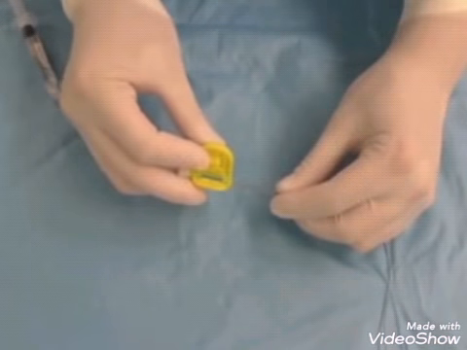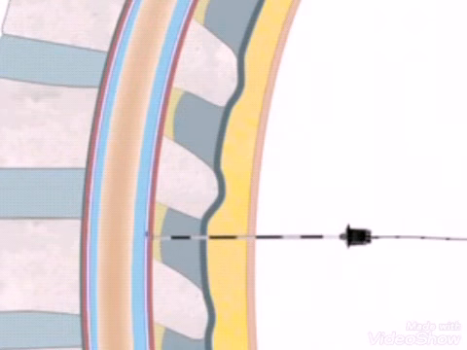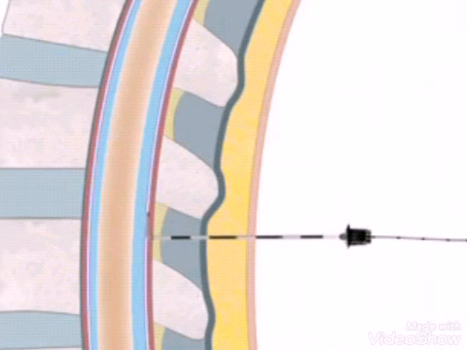For example, if the loss of resistance occurs at 5 centimeters, the catheter should be taped at the 8 to 10 centimeter marking. Attach the hub to the distal end of the catheter, which stabilizes it and allows syringes to be attached. Next, make sure that the catheter has not entered either the intrathecal or the intravascular space.